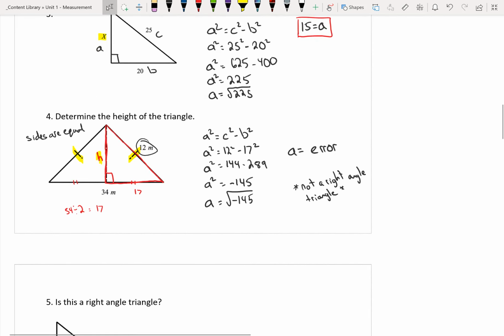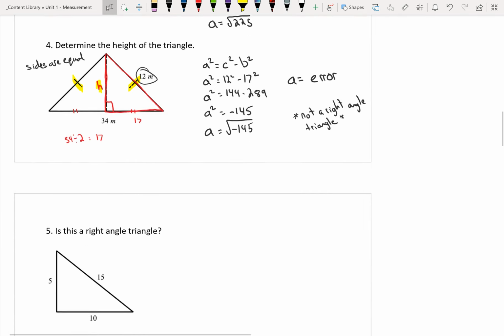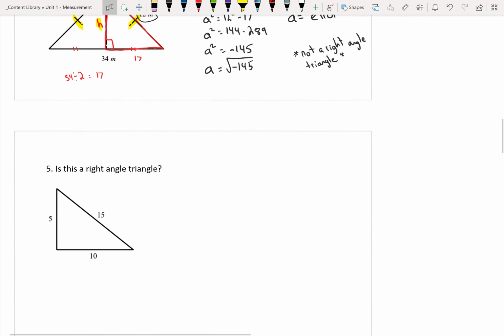So even though we didn't get an answer for the height, we still were able to work through the question using Pythagorean theorem, and just realizing that it's okay to get an error sometimes given the right measurements, because that's just saying that we don't have a right angled triangle. So if we look at example 5 now, what we're being asked is this a right angled triangle? Well, let's use our Pythagorean theorem, a squared plus b squared equals c squared. Let's plug in our numbers and see if it works. So in a, b, and c, so 5 squared plus 10 squared equals 15 squared.